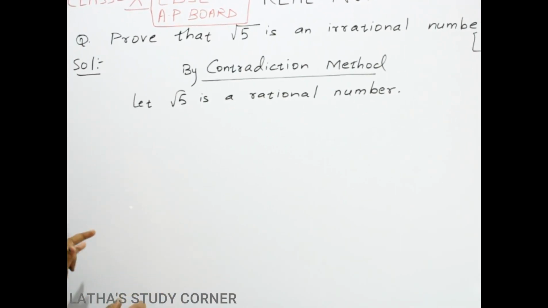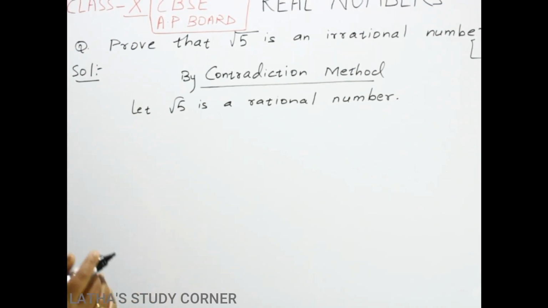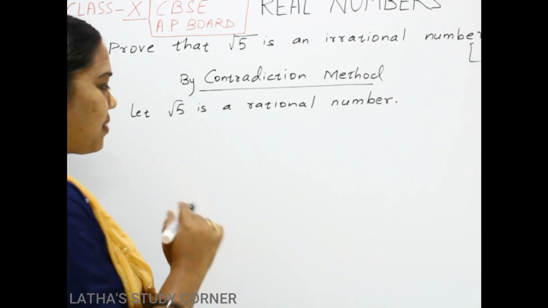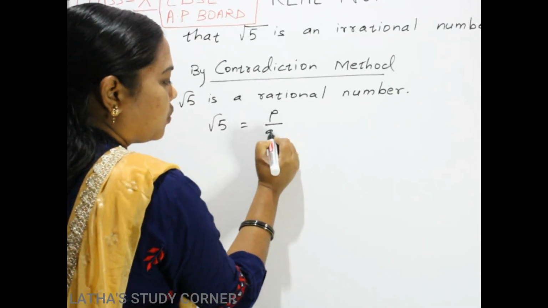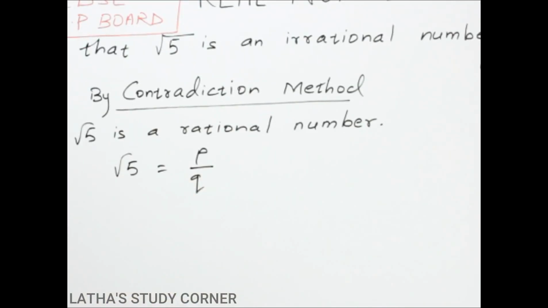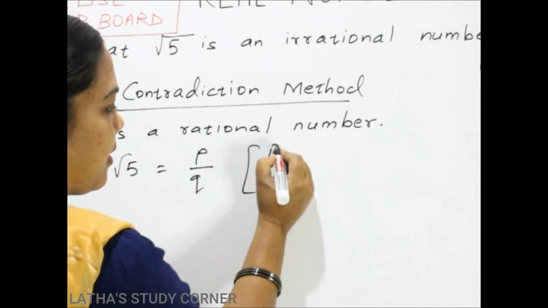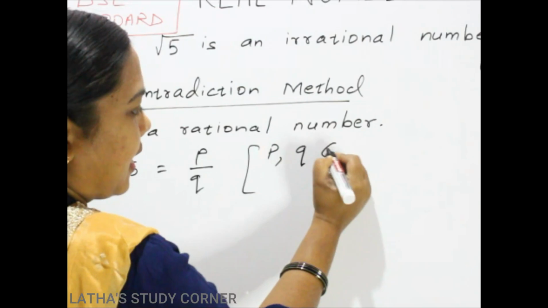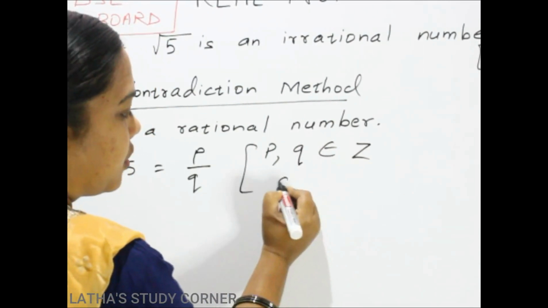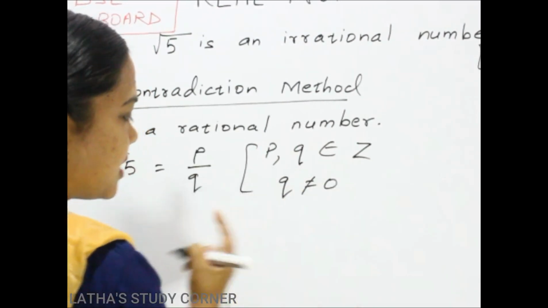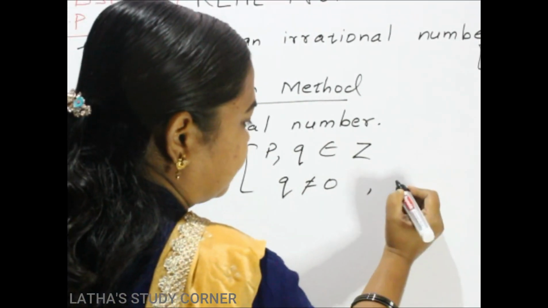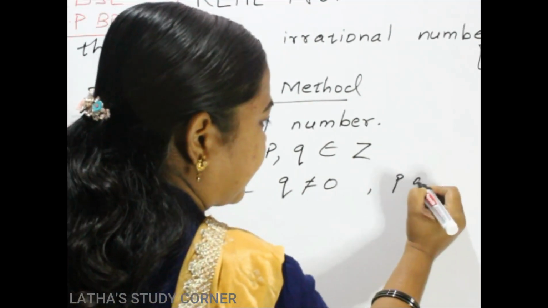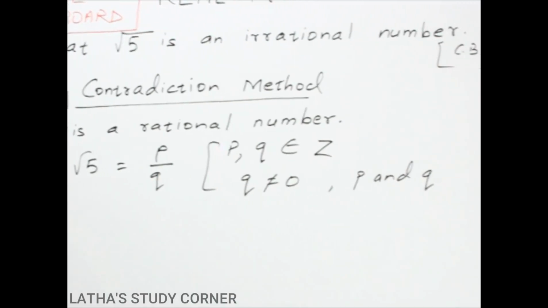A rational number is always expressed in the form of p by q. So root 5 is equal to p by q, where p and q both are integers, q is not 0, the denominator is not 0. And next, p and q do not have common factors.